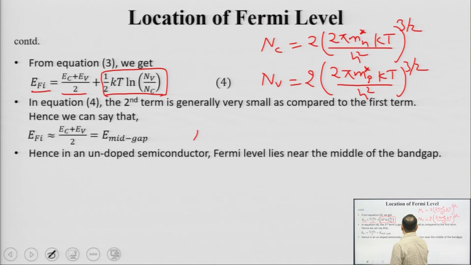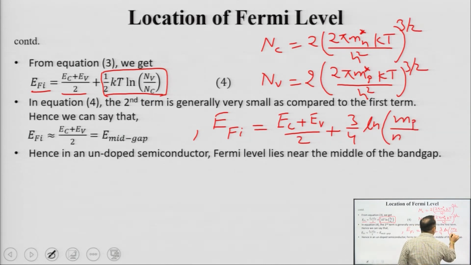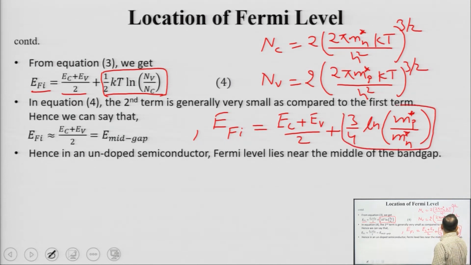So, you can also write that E f I is equal to E c plus E v by 2 plus 3 by 4 k T natural log of the hole effective mass over the electron effective mass. Okay. If the effective masses are equal, this term becomes 0. Even if they are widely different, even if one is very large compared to the other, this term is going to be very small because of the natural log, which basically means that your intrinsic Fermi level is nearly equal to E c plus E v by 2.